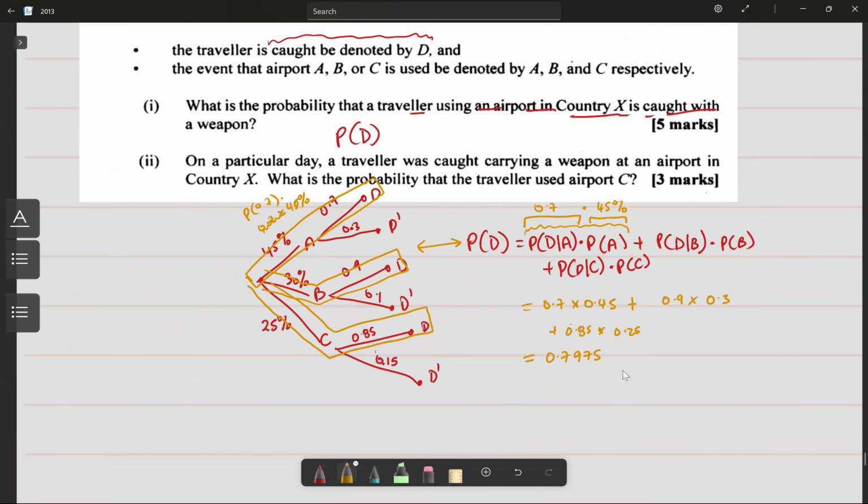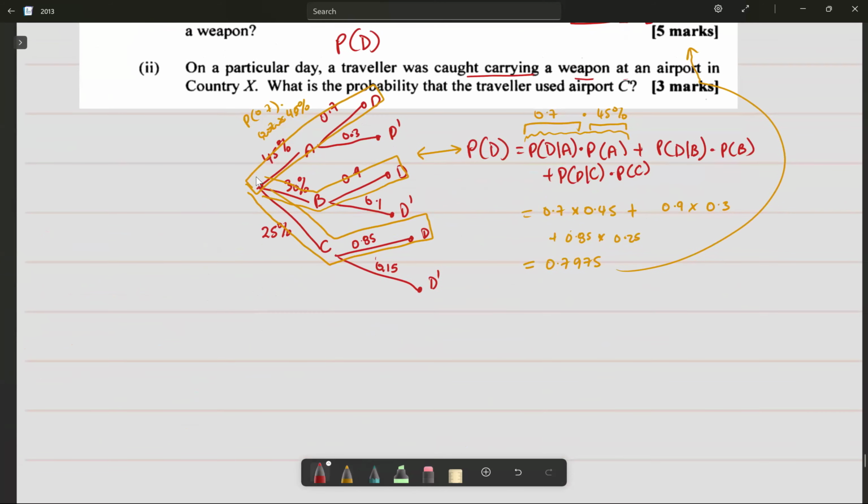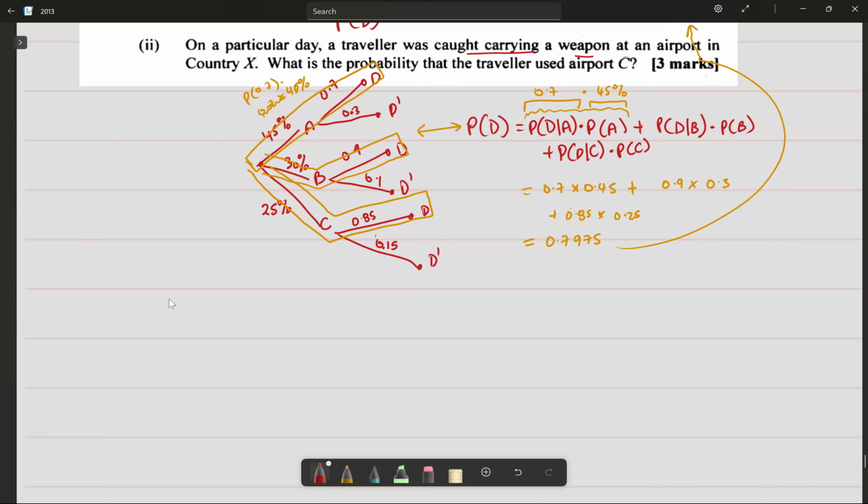So that's part 1. Let's do part 2. On a particular day, a traveler was caught carrying a weapon at an airport in country X, okay? The question is the probability that the traveler used airport C. So it's saying, what's the probability that he was in airport C given that he was caught.